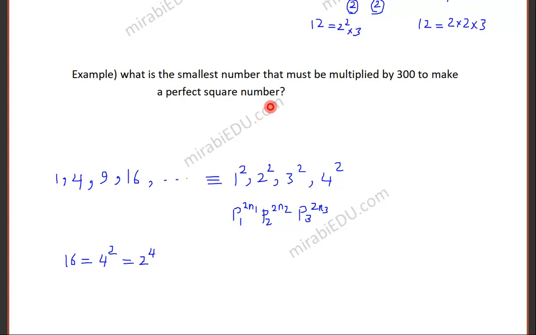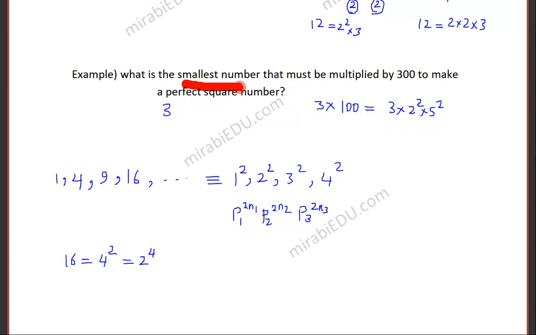Okay, so based on what we learned, 3 times 100 is already a perfect square. So 3 times 2 squared times 5 squared. So the answer to this question is 3. The smallest number that must be multiplied by 300 to be a perfect square is 3, because if you multiply it by 3, 3 will be squared here. Of course, we have greater numbers. For example, if you multiply this number by 300 again, it will be a perfect square, but we want the smallest such number.